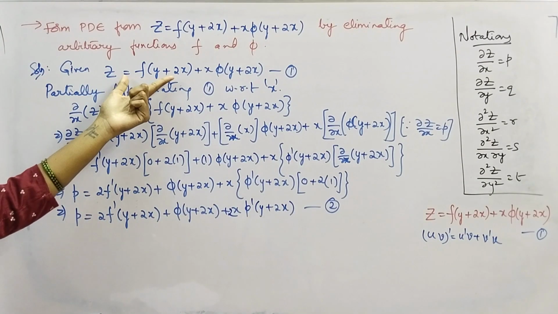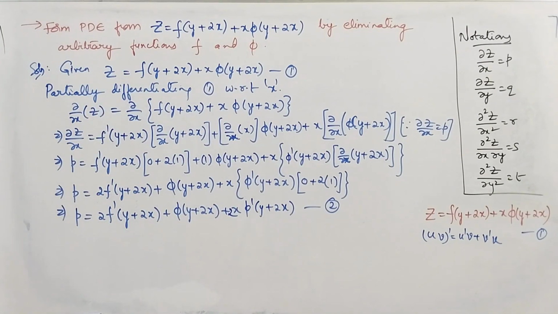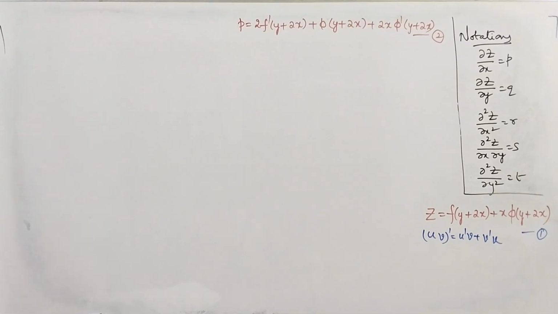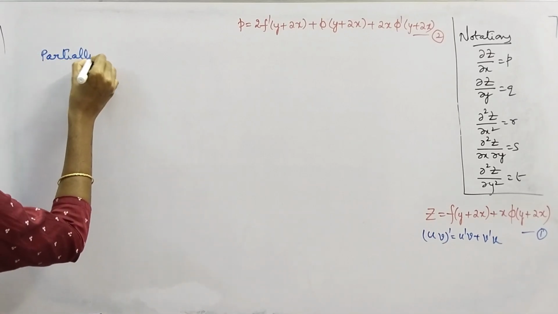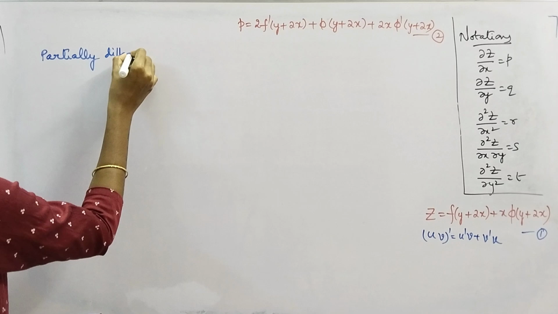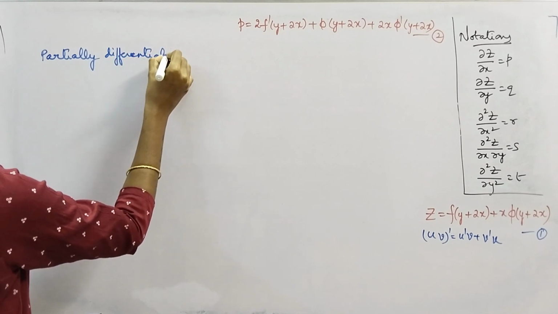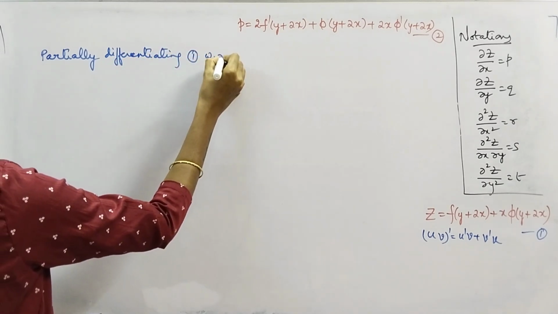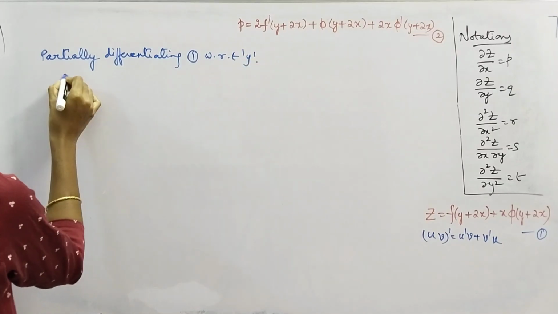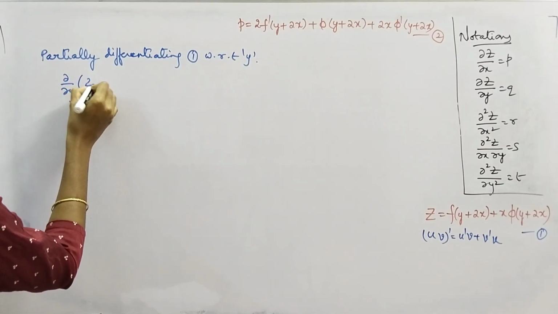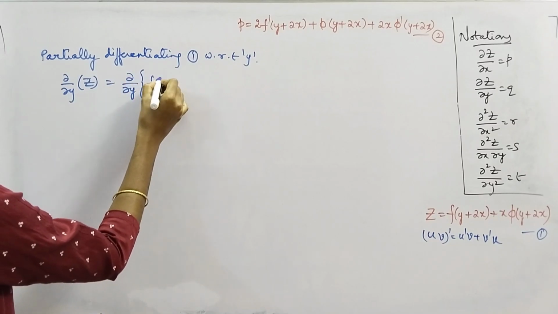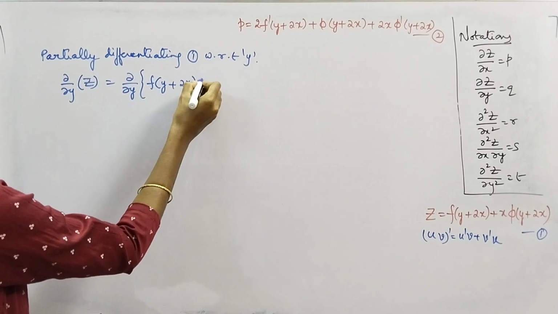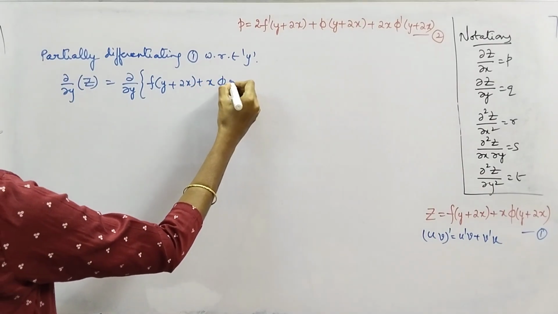Now let's partially differentiate 1 with respect to y, so that we'll get the equation involving q. Partially differentiating 1 with respect to y. Just apply dou by dou y on both sides of 1 or do it directly. If you want to solve the problem without making any mistakes, you can just apply dou by dou y on both sides of the equation.